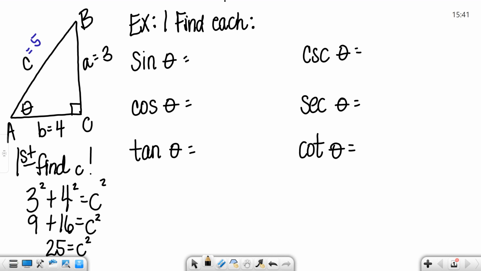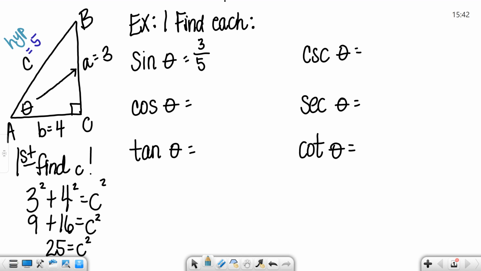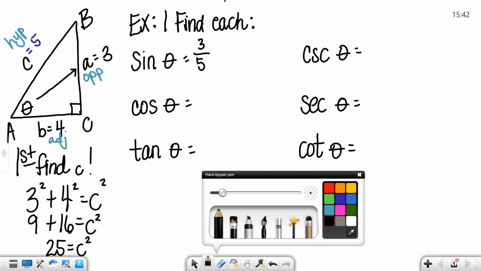All right, so the sine is the side opposite A over the side that is the hypotenuse. So when I look at theta, opposite theta is that little a, which is 3. The hypotenuse in this particular triangle is 5. All right, so maybe it's helpful for you to label them. Okay, I know this is the hypotenuse because it's across from the right angle. I know this is opposite because it's across from theta. And then I know that this one would be adjacent. Now maybe that helps you to be able to answer all of these.